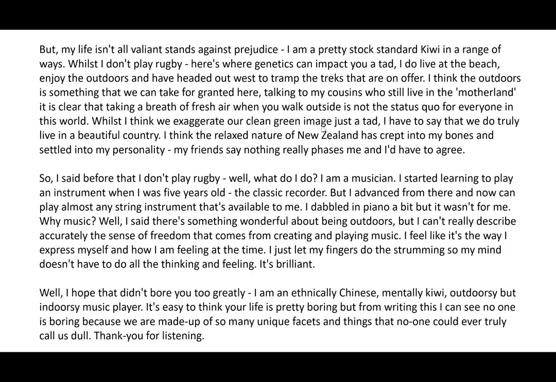Whilst I think we exaggerate our clean green image just a tad, I have to say that we do truly live in a beautiful country. I think the relaxed nature of New Zealand has crept into my bones and settled into my personality. My friends say nothing really phases me, and I'd have to agree.